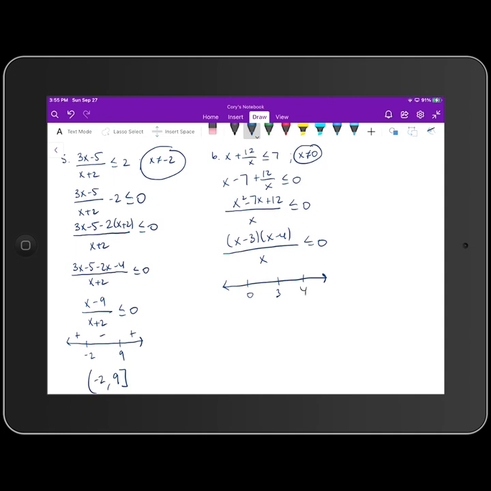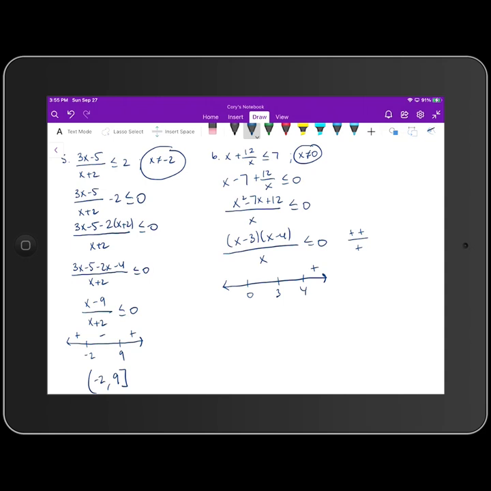So what interval do you guys want me to test? I'm going to predict that you guys are going to want me to test the rightmost interval. So I'm going to pick the rightmost interval. So I'm going to pick a value bigger than 4. Let's say I pick 5. So the first factor on top is positive. The second factor on top is positive. The denominator is positive. So that's going to give me a positive quotient.